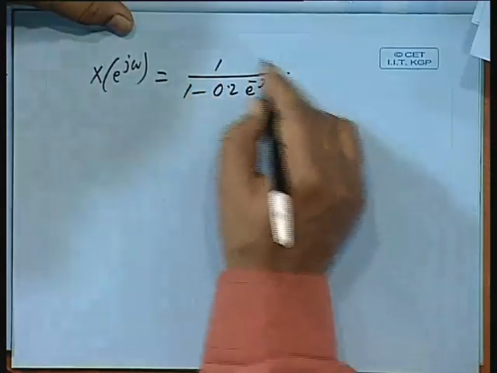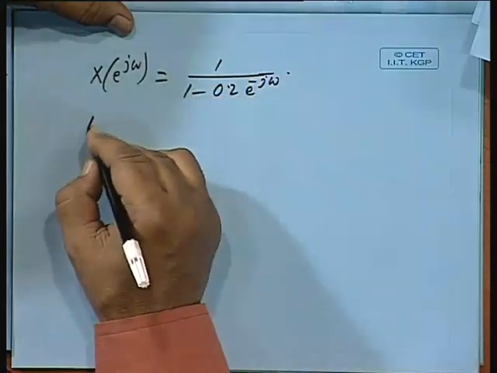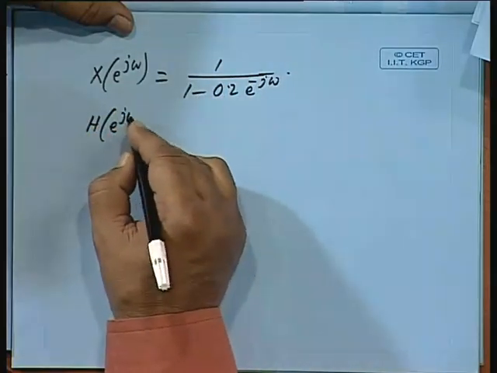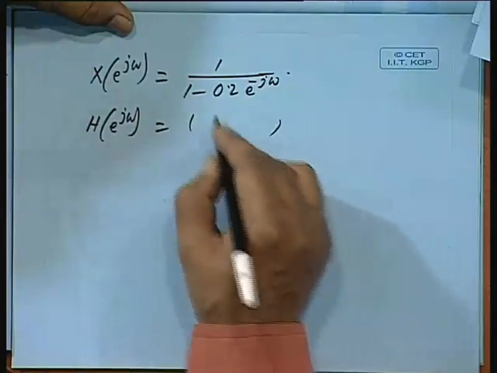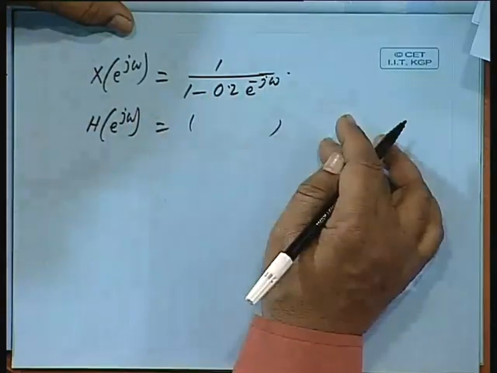So, from here, if you similarly get H(e^jω) in such a closed form, then take the product and then take the inverse. How do you compute the inverse? How do you compute the inverse?